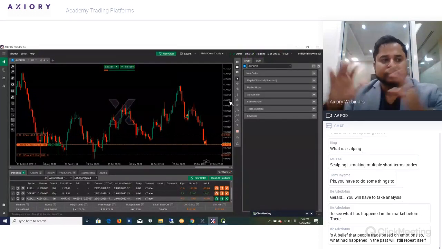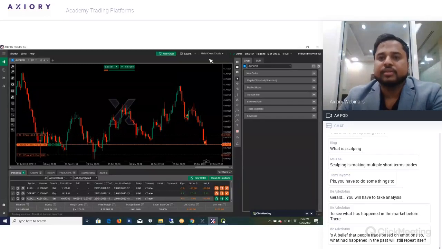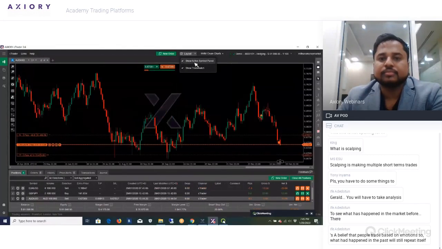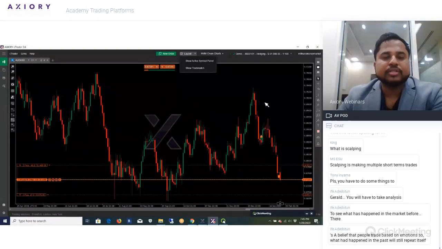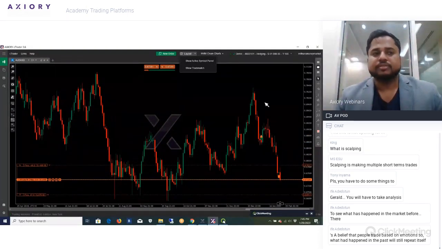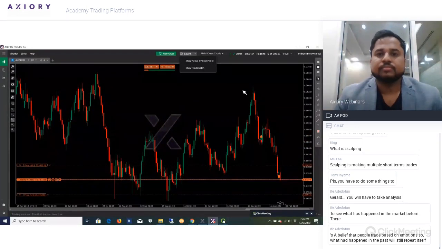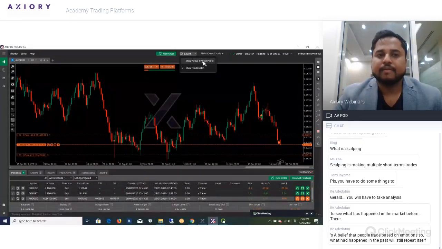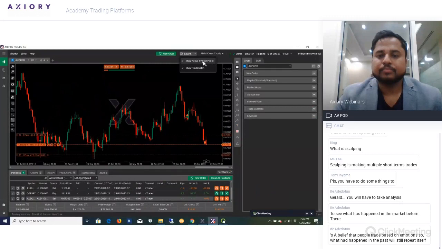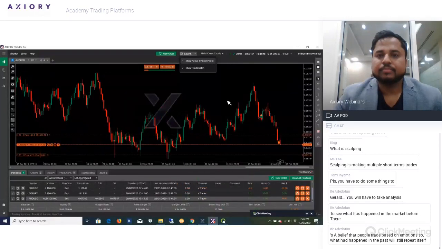and if you want a bigger screen, you can go to the layout and just remove this one. So now you get a better view of the charts. You can again play this one.